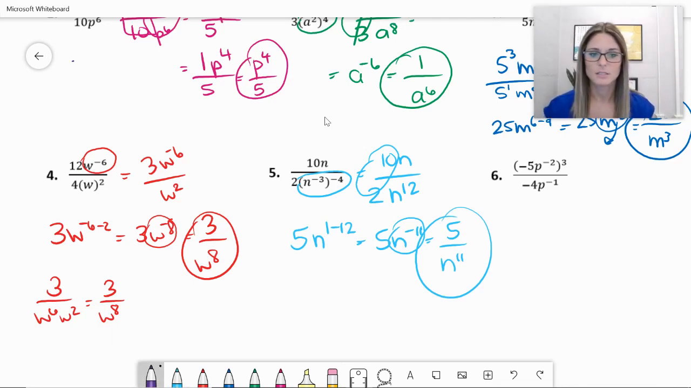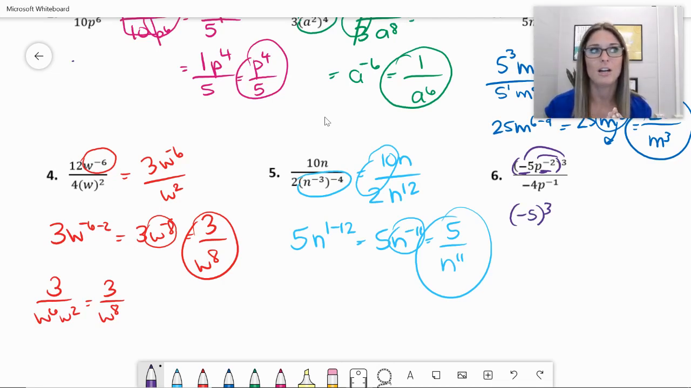Number 6. Again, you've got 2 things inside these parentheses. I'm using a purple marker. It's hard to see, but each of those things in the parentheses is getting that cube. So I have negative 5 cubed. Notice how I use parentheses. This is such a good question. I'm so glad I put it on our notes because we are going to cube a negative.